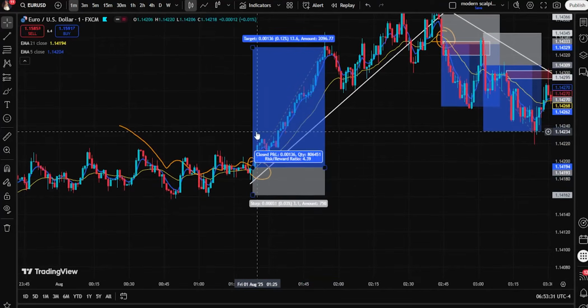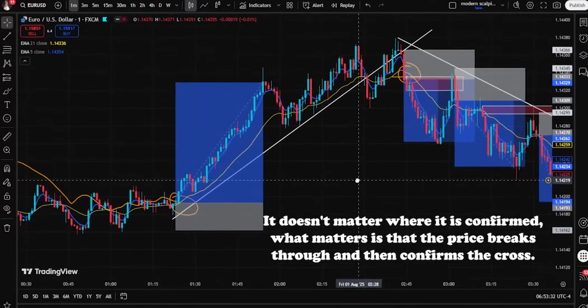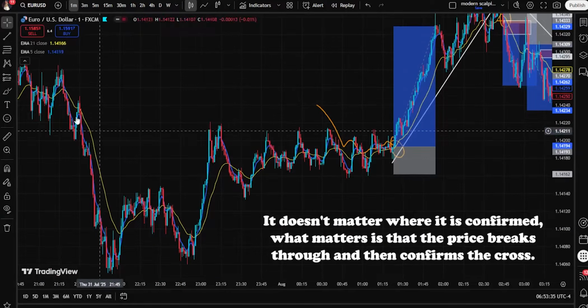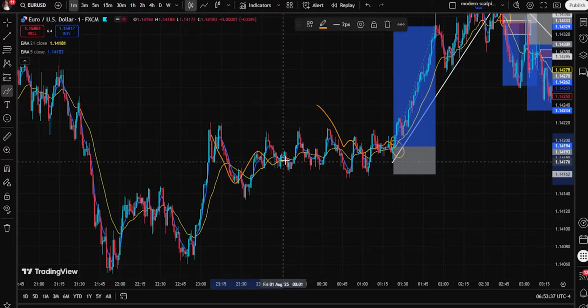Pro tip, don't just rely on the cross. Wait for the cross candle to close completely to avoid false signals.